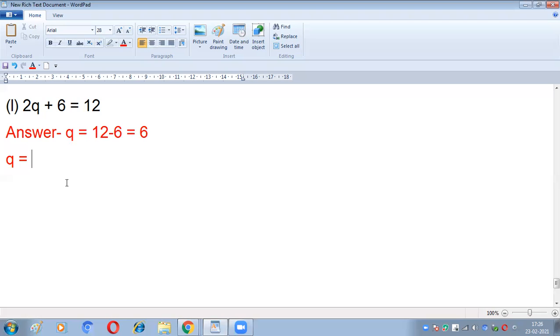So here q is equal to, here 2 is in multiplication form, and when this 2 moves to the right hand side, it will be upon 2 or divide by 2. Our last answer was 6. So 6 upon 2 is equal to 3. So 3 multiplied by 2 is equal to 6. So q is equal to 3. So friends, the answer for part L will be 3.